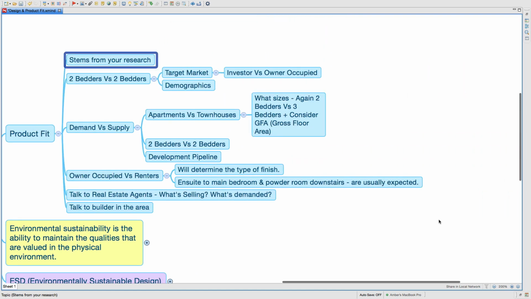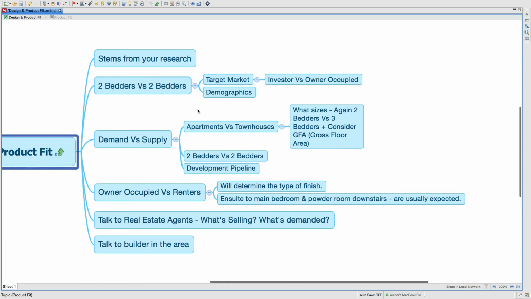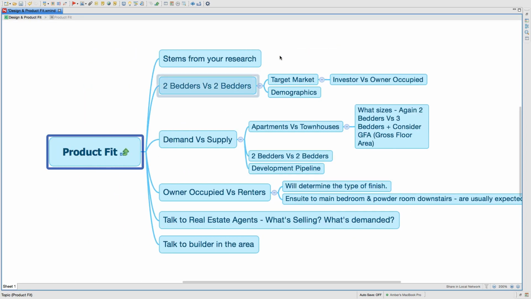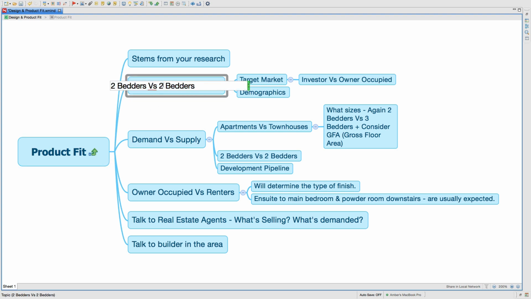Product fit stems from your research. Everything that we do in due diligence, that's where it comes from. It tells you what is in demand in the market. For example, two bedders versus single bedders, or three bedders, for example.